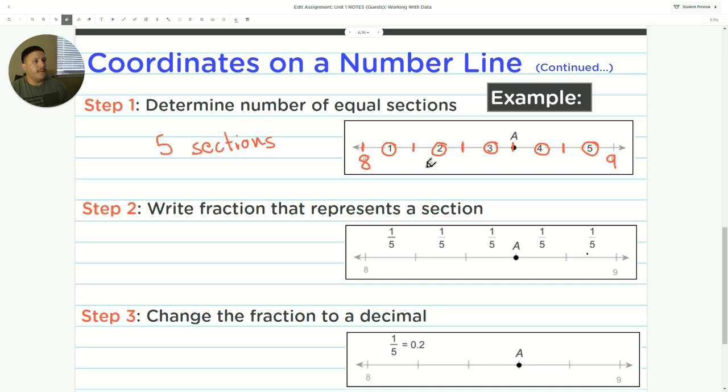So 5 sections make up the whole entire thing. Well, one of these makes up 1/5 of that whole. So in this next step, step 2, that's why you see 1/5 represented 5 different times in accordance to the amount of spaces. Again, we got 5 different spaces, so that means that each space represents 1/5 of the whole.